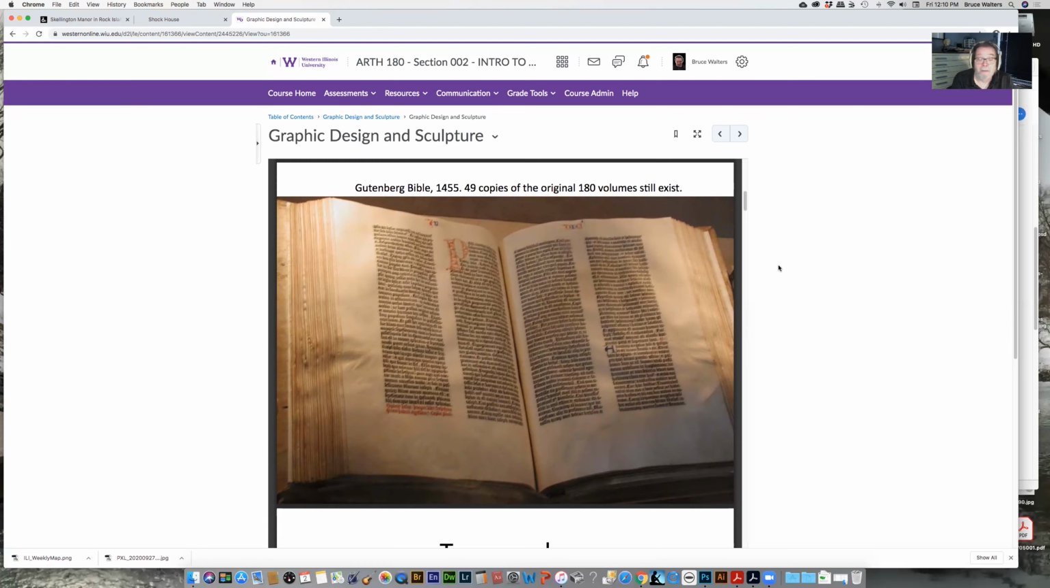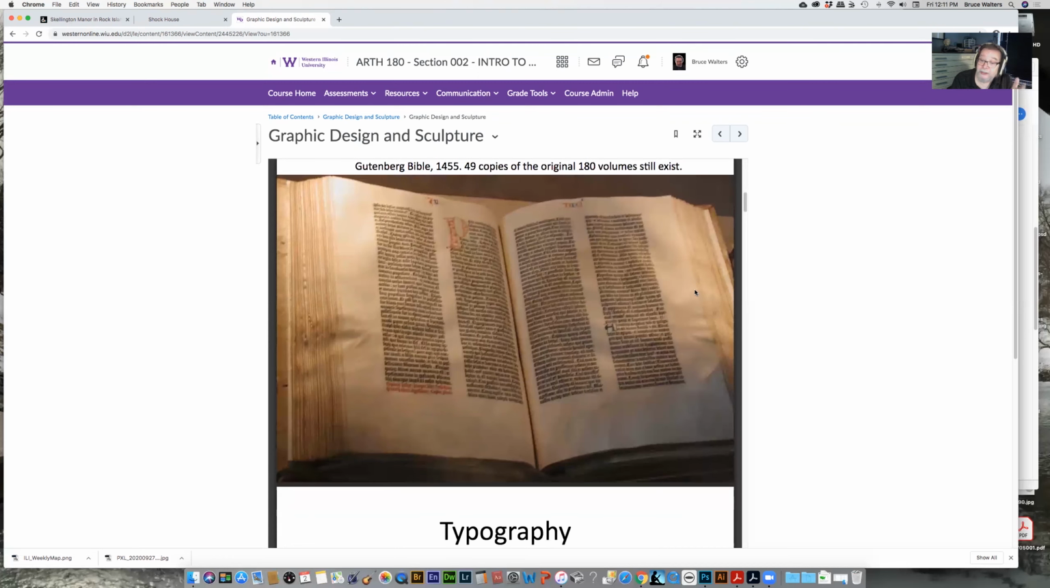A couple weeks ago, I visited a manuscript museum in Rock Island, and there it was. This is the most valuable book in the world. There's some 30 copies, and I couldn't believe that I saw it in the Quad Cities just a few weeks ago. This changed the world.